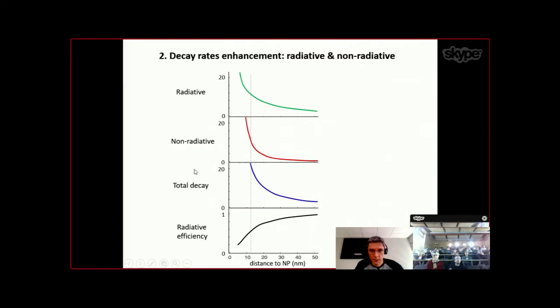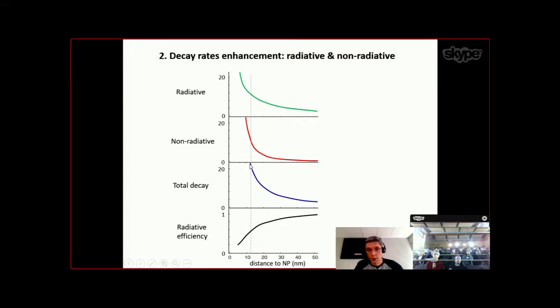So at very short distance, this goes up. And it goes up faster than this one. Okay. This is just dipole, distance power 3. This is dipole-dipole, distance power 6. So it goes up faster. And then at some point, you have a trade-off, where non-radiative and radiative have the same weight. And at very close distance, typically below 10 nanometer, non-radiative goes faster, and this is where you're going to lose. If you have more loss than gain, then the net result is going down.